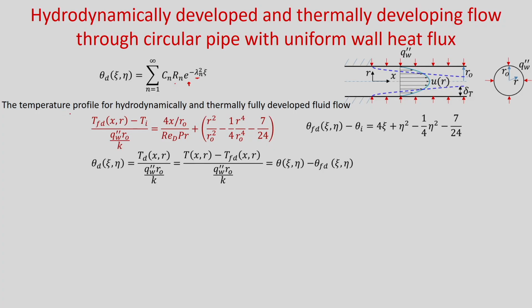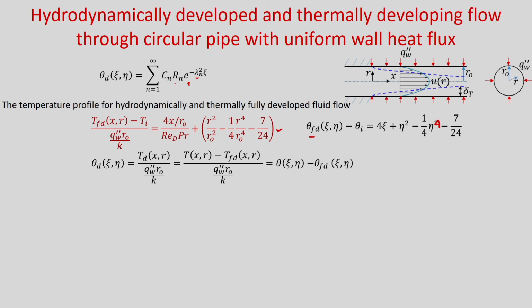You can see the temperature profile for hydrodynamically and thermally fully developed fluid flow we have written like this, we have already derived today. In non-dimensional form, T_fd by q double prime w r naught by k, you can write theta_fd, and T_i by q double prime w r naught by k, you can write theta_i. So theta_fd minus theta_i is this 4 zeta plus eta squared minus eta to the power 4 by 4 minus 7 by 24.